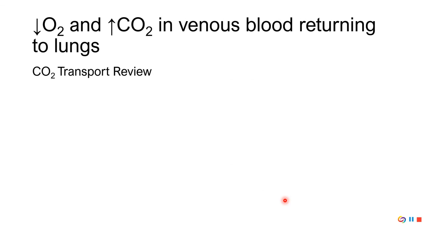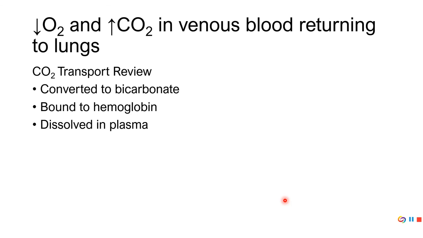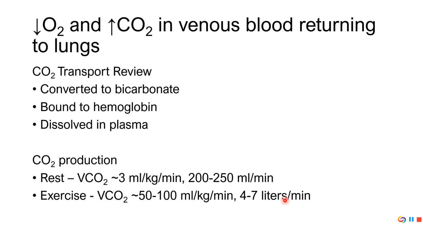Okay, so quick review of carbon dioxide. We can transport it as bicarb. It can be bound to hemoglobin. It can dissolve in plasma. And when we're at rest, we produce approximately 3 milliliters per kilogram of body weight per minute of CO2. So typically it's about 200 to 250 mils of CO2 per minute. At exercise, that 200 to 250 can increase up to 4 to 7 liters a minute, depending on the intensity and the size of the person, right?